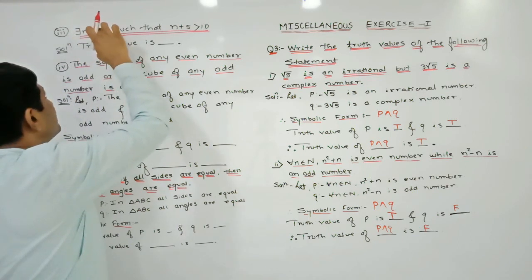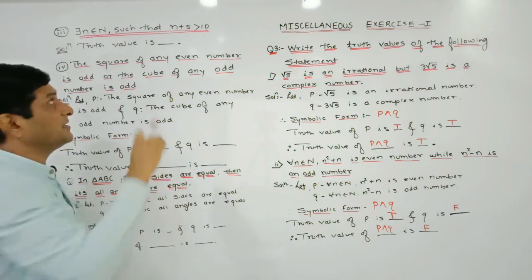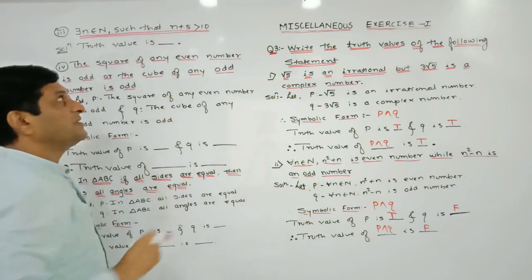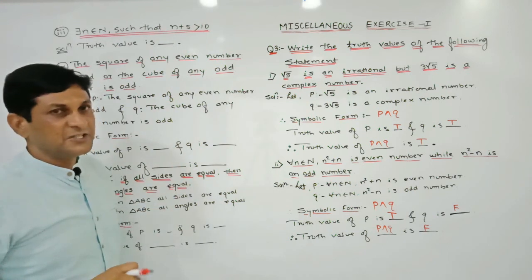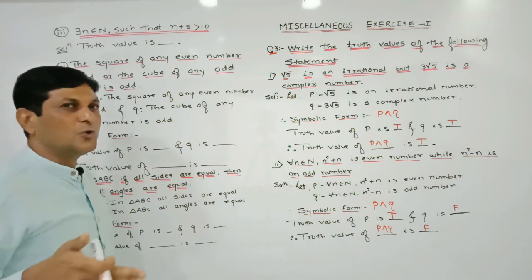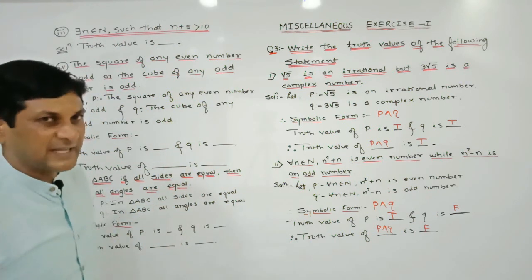There exists n belongs to N, means there exists at least one element in natural numbers such that n plus 5 is greater than 10. If at least one natural number satisfies this condition, we can say that it is true, and if not a single natural number satisfies this condition, at that time we can say that it is false.